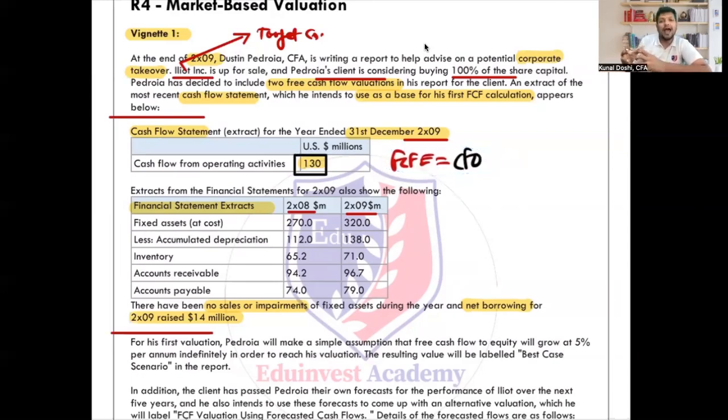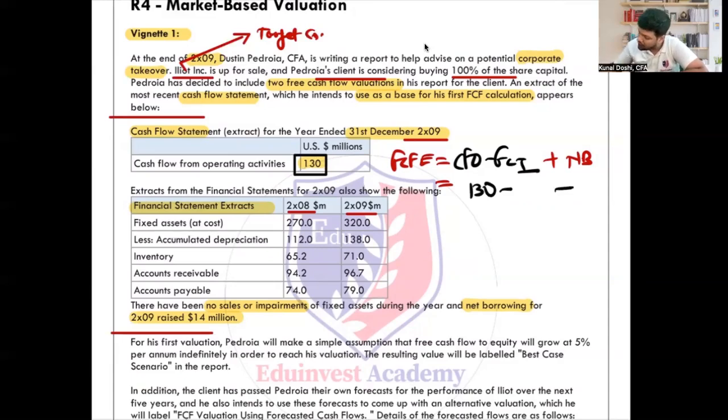See, CFO and fixed capital investment is commonly deducted under both FCFF and FCFE. This part is similar, but if they say FCFE, you also have to adjust for net borrowings. Am I correct? Everyone with me? So I have my CFO as 130 minus my fixed capital and plus net borrowing.